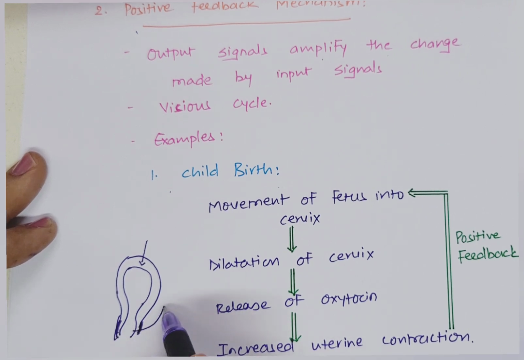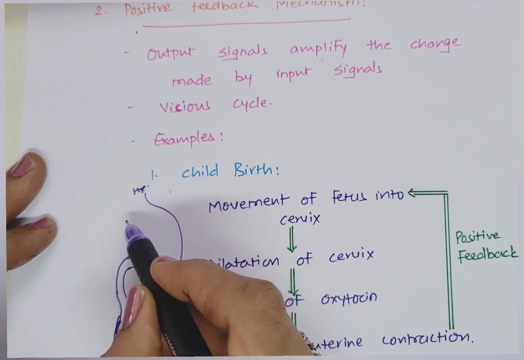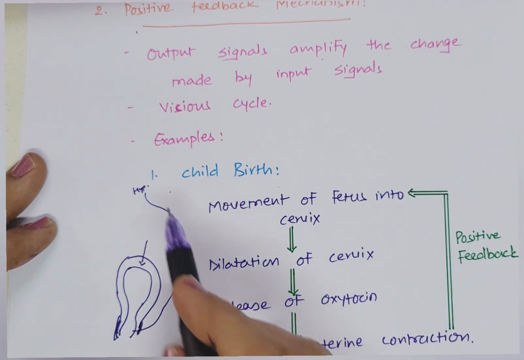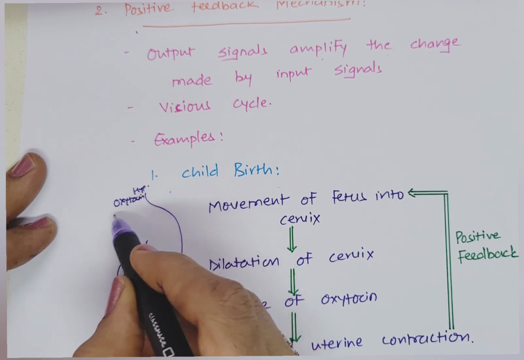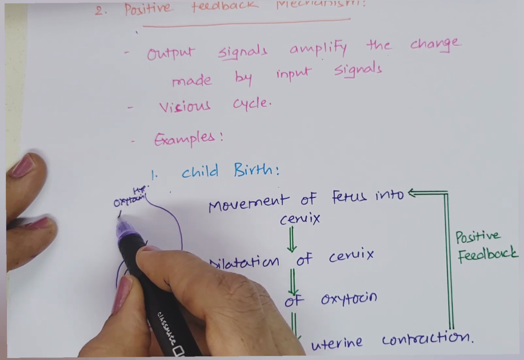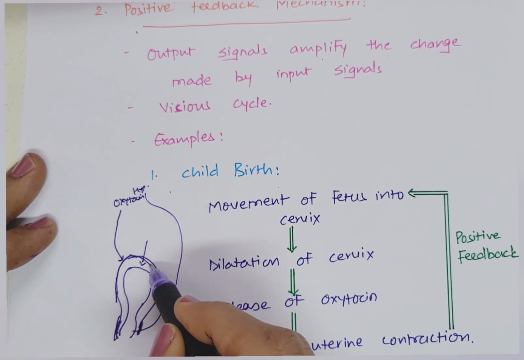This information is going to our hypothalamus, which releases oxytocin. Okay, and this oxytocin is one of the very important hormones. It reaches the uterus and causes more contraction of the uterus.